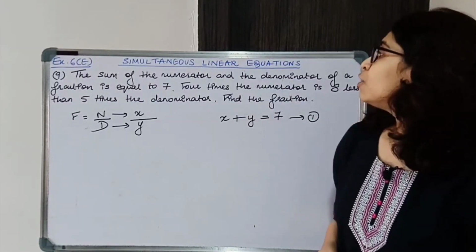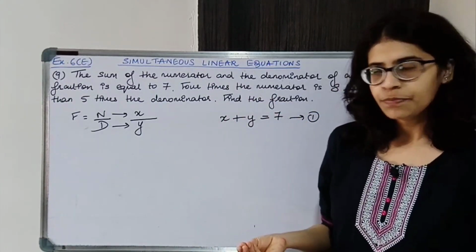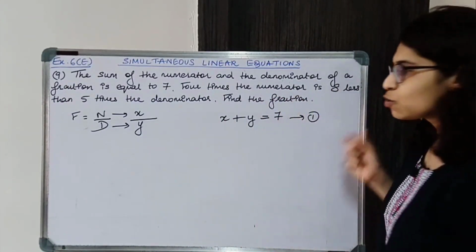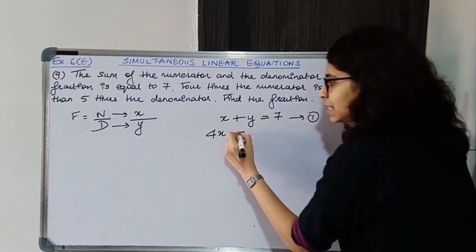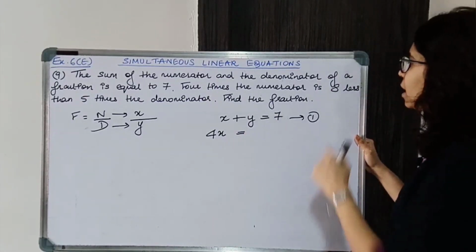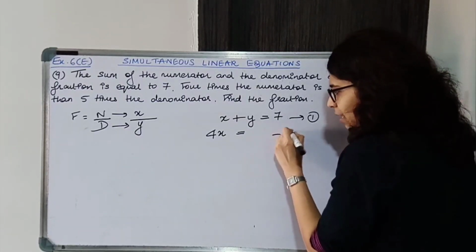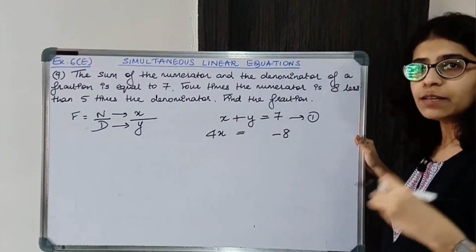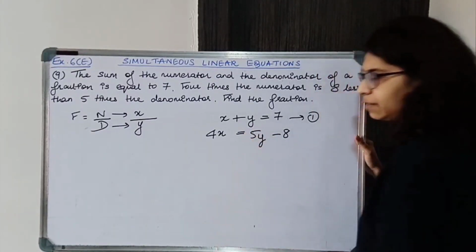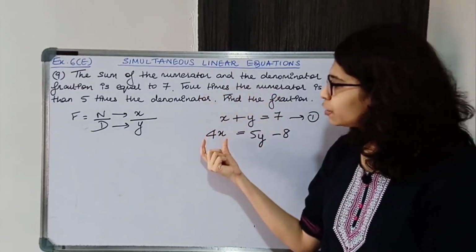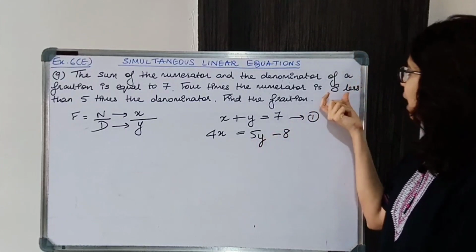Second equation, 4 times the numerator. 4 times means 4 into. So numerator is x. So 4 into x is equal to 8 less than 5 times the denominator. So 5 into denominator is y. So 4 times the numerator, that is x, is equal to 8 less.